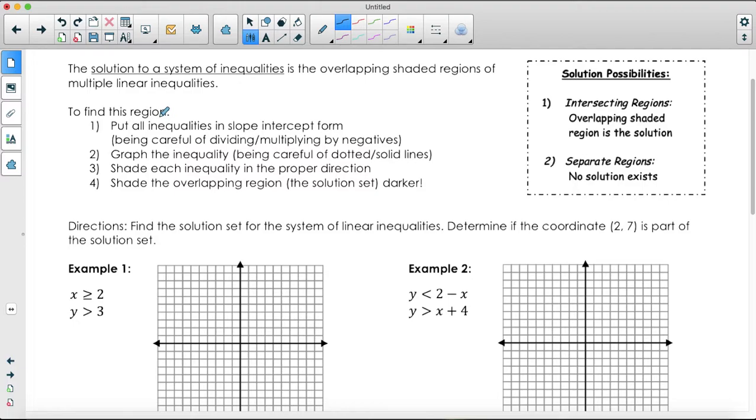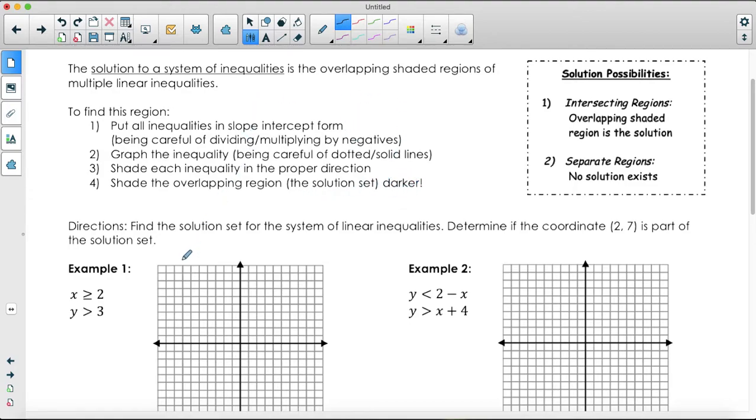So to find the region, we have to put all the inequalities in slope-intercept form, being careful of dividing and multiplying by negatives, because when we're dealing with inequalities, you might have to flip the inequality. We'll then graph the inequality, being careful of dotted or solid lines. Then we're going to shade each inequality in the proper direction, and then we'll shade the overlapping region, so the solution set, darker. We'll even highlight that location.